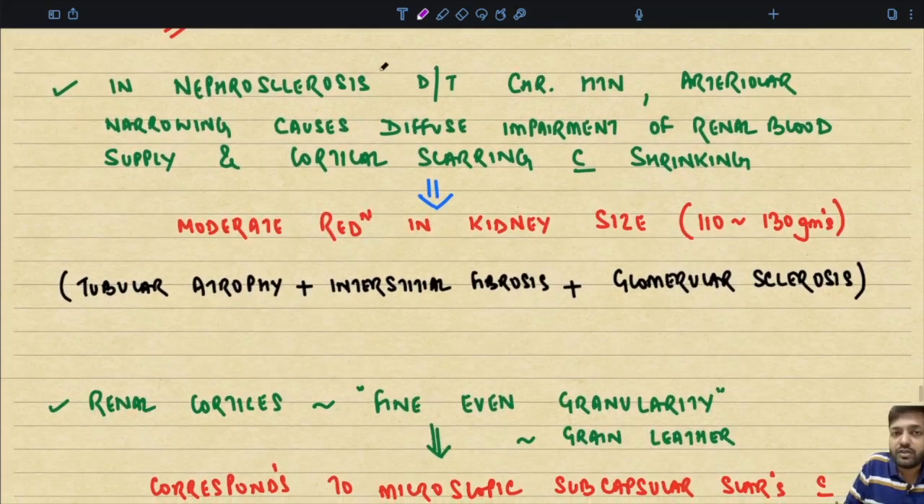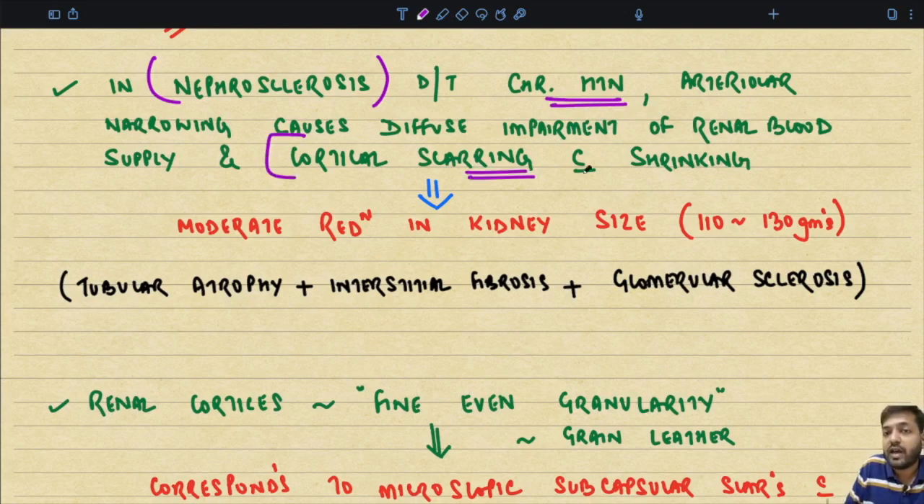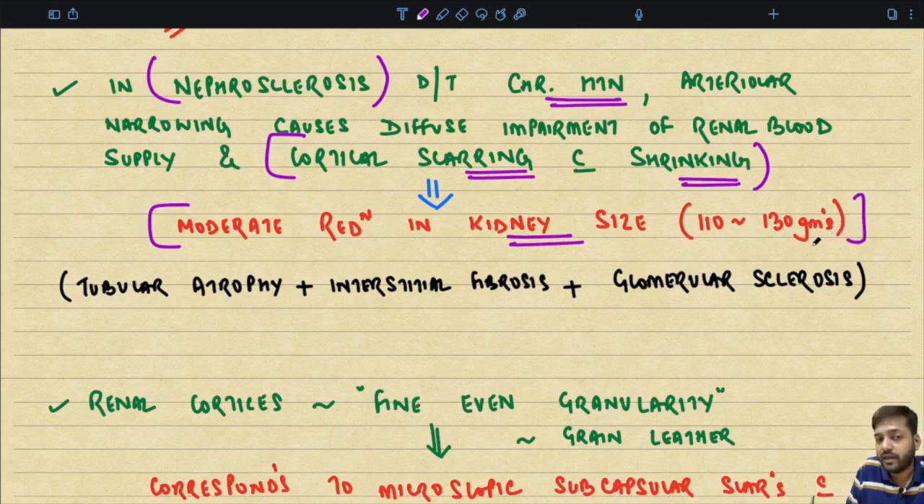Now, in nephrosclerosis, which occurs in patients suffering from chronic hypertension, the arteriolar narrowing causes diffuse impairment of the renal blood supply, and ultimately the renal cortex will show scarring along with shrinking. So there is renal cortical scarring along with shrinking, and this leads to a moderate reduction in the size of the kidneys. The kidney size becomes around 110 to 130 grams. And ultimately there is tubular atrophy plus interstitial fibrosis, and in the end stages you will see glomerular sclerosis.